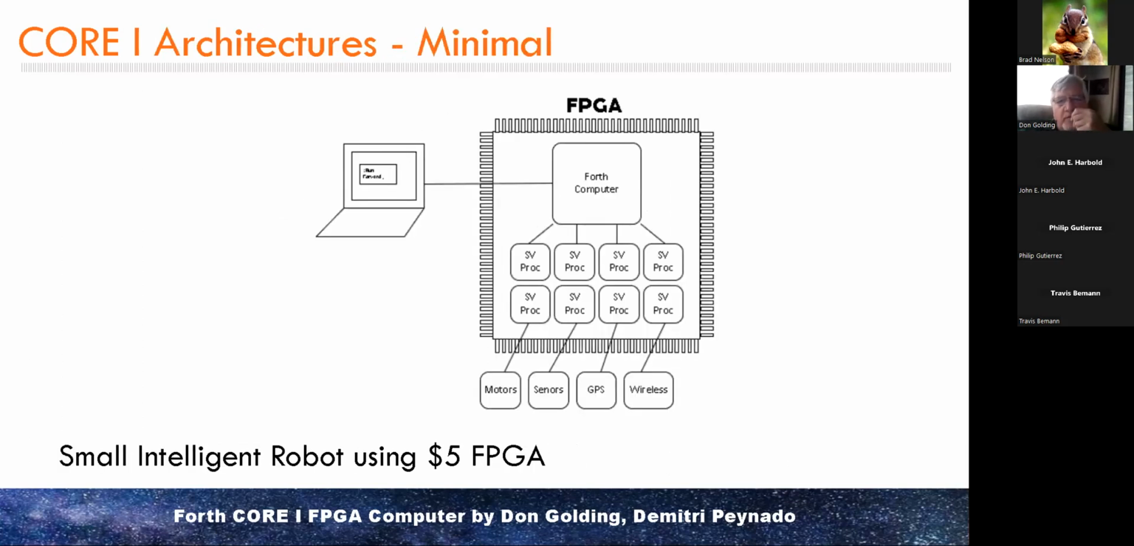This is an example of possibly building a robot or something using just the $5 chip. So you would have the Forth computer, and it sits on top of these SystemVerilog processes that are running motors, sensors, GPS, wireless, anything you want. So there's a high-speed Forth processor for $5.